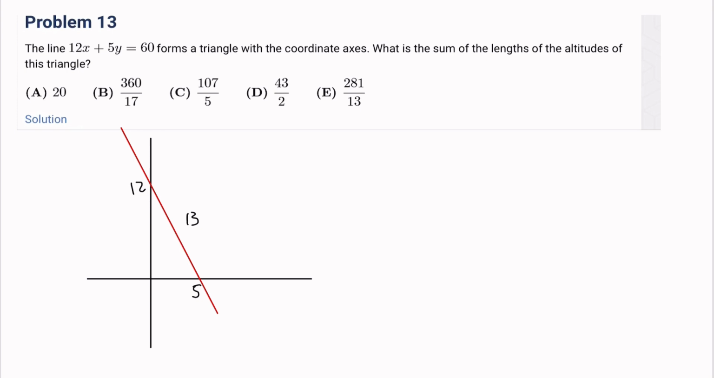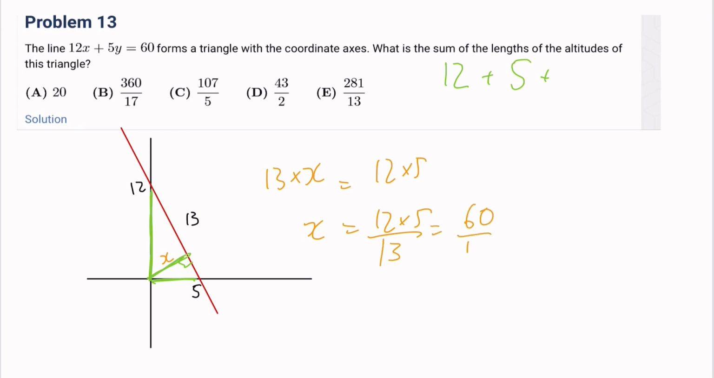And so what is the sum of the lengths of the altitudes? So the altitudes are this length and this length and this length, when this is 90 degrees, right? So we have 12 altitude, we have 5 altitude, and we finally need to compute this length. And that length is just, let's say this is x, 13 times x over 2. This is 12 times 5 over 2, because they're both the area of this right triangle. And so if we take out divided by 2, then x would equal 12 times 5 over 13, which is 60 over 13, right?